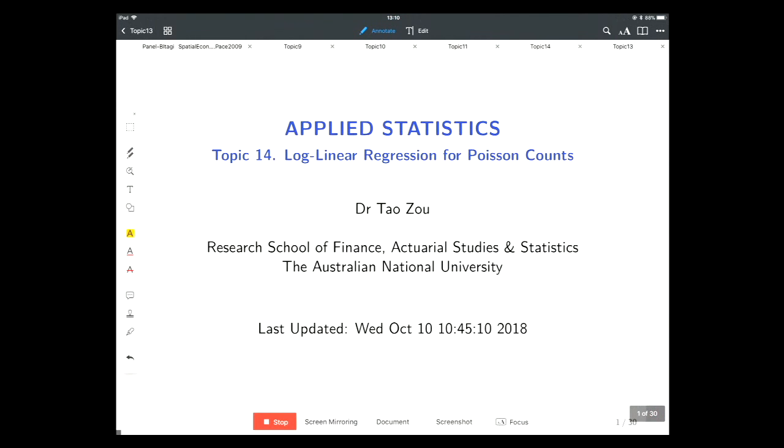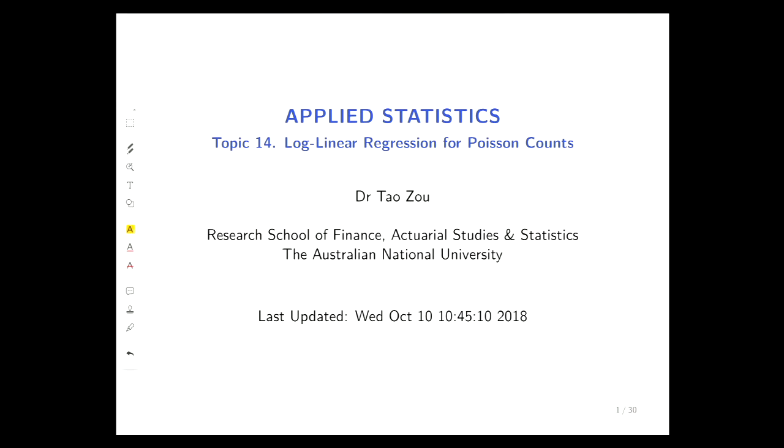We're going to start a new topic, because in this topic you will find a lot of similarities. This topic is called the log linear regression model for Poisson counts. So basically we're still talking about count data. In the previous lecture, we were talking about the binomial count, but here we are going to talk about Poisson count. So what's the difference between these two count data? We will explain.